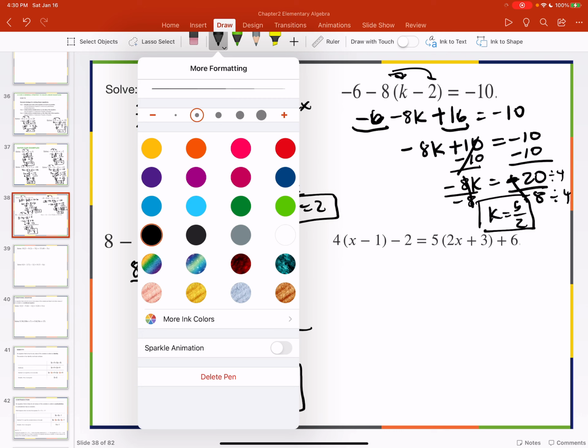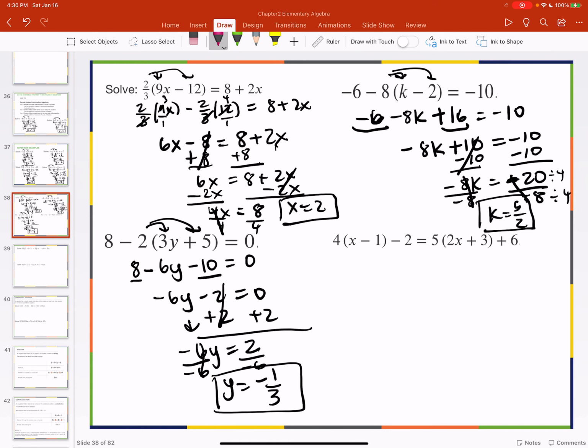Just for fun, let's change the color. Let's make it pink. Okay, so here we have, we're going to distribute this 4. And on the right-hand side, we'll distribute the 5. Okay, so we're getting a little bit better, so we can start taking off the training wheels here. So 4x minus 4. Bring down the minus 2 is equal to 5 times 2x is 10x plus 5 times 3 is 15. And then I bring down the plus 6.